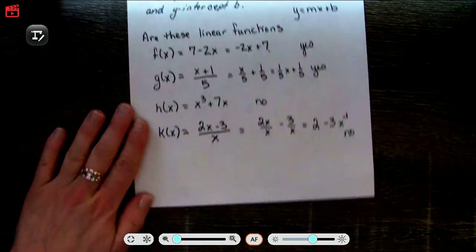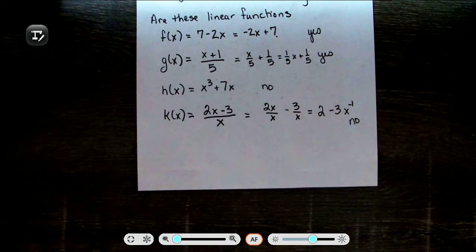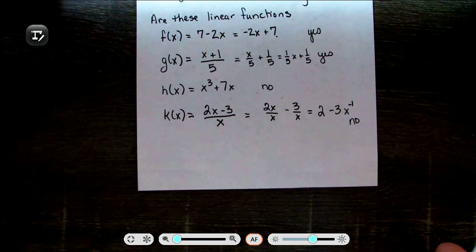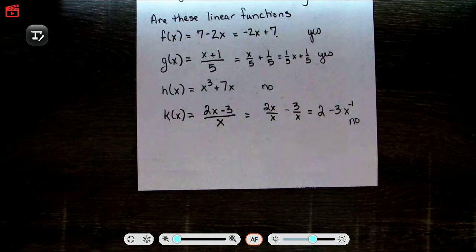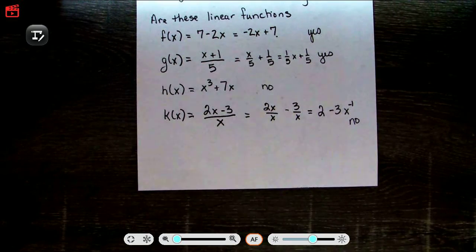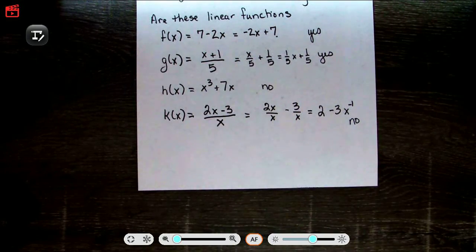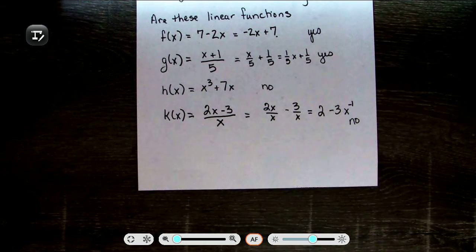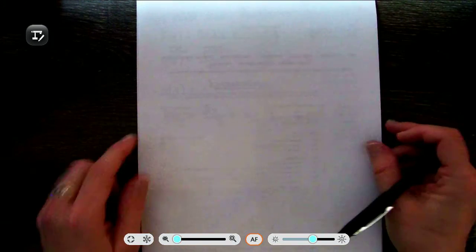Okay. I'm not going to go through and actually graph a linear function. We've done that in past videos. Earlier in chapter 1, I believe, we talked about straight lines, how to graph them, how to get the slope. We've done point slope, slope intercept, all of those things. So I'm not going to go through that again.